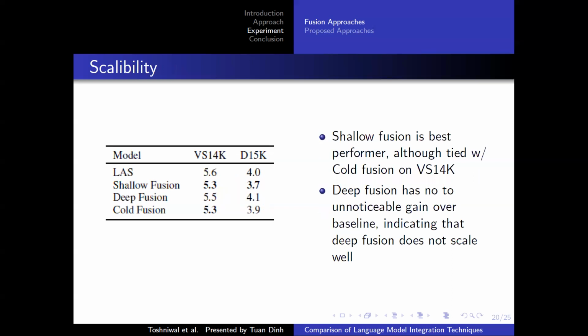Secondly, scalability was evaluated on Google datasets. Shallow fusion is the best performer again, 5.3 on voice search and 3.7 on dictation, although tied with cold fusion on the voice search dataset. Deep fusion has little to unnoticeable gain over baseline, indicating that deep fusion does not scale well.